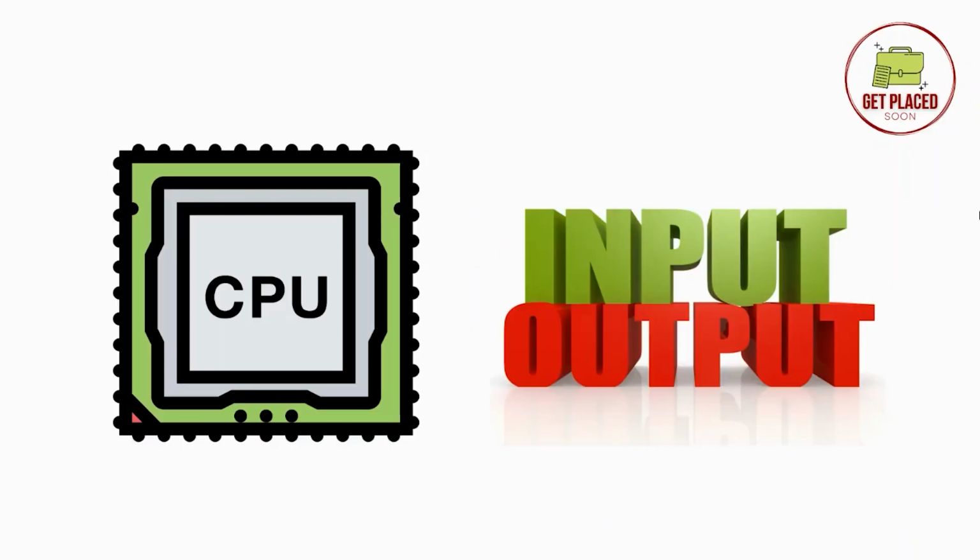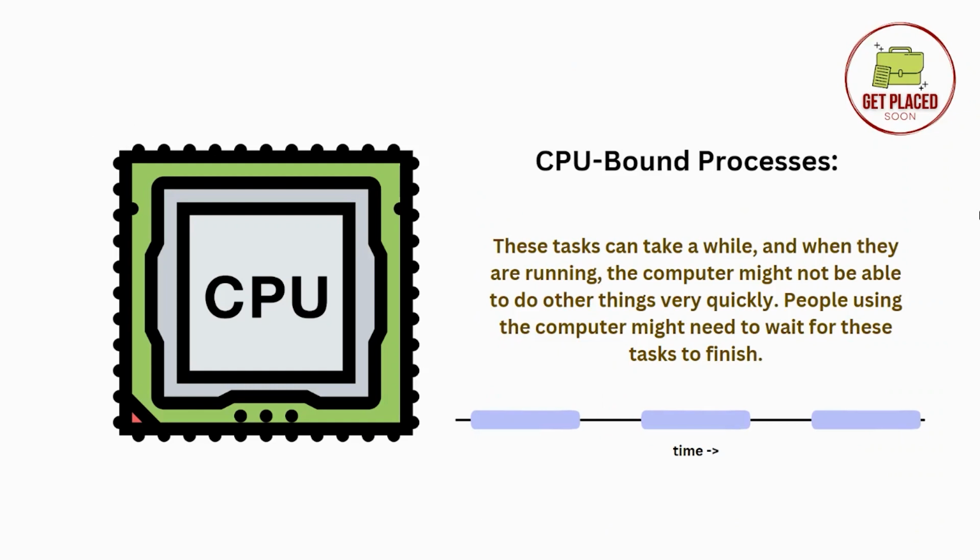Moving ahead, as I already said, we are going to discuss two things. One is CPU and the other is input output. First, let's talk about CPU bound process. Some processes need a lot of thinking, a lot of calculations. All these things which use CPU are known as CPU bound processes. Imagine a mathematician solving a complex problem. While the mathematician is working on it, they need all their brain power, right? Similarly, CPU bound processes need the computer's brain, nothing but the CPU, central processing unit. So these tasks can take a while when they're running.